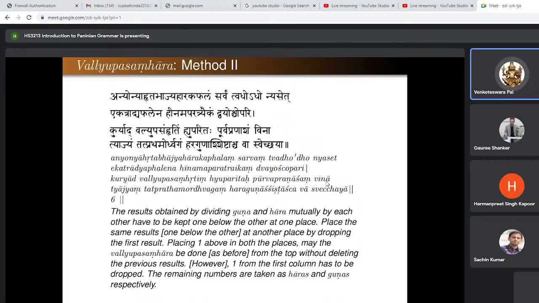In the previous algorithm, we placed the 1 at the bottommost position. Here you have to place it at the top. Then the Valliupasamhara is to be done. Valliupasamhara means the process where you multiply the penultimate and the previous terms, and you have to add or subtract, and add it to the last result.